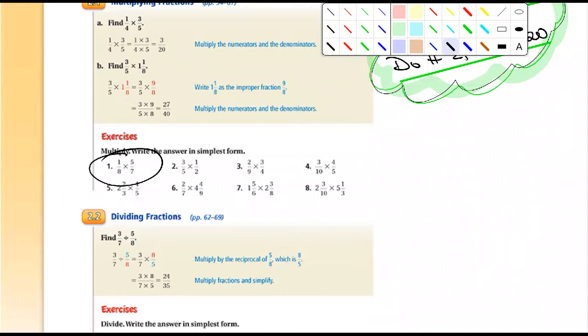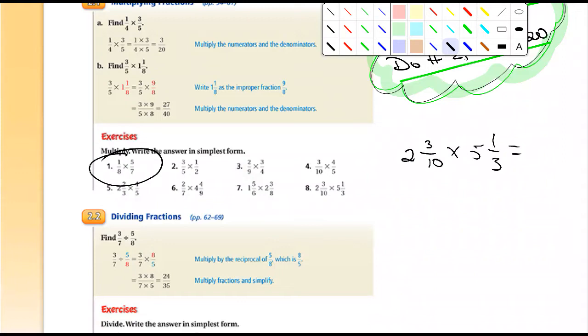Can you show us one? Can you do a little bit of review on the cross-canceling? Yeah, I sure can. What I'll do here is, let's look at number 8 for a moment. So we have 2 3/10 times 5 1/3.